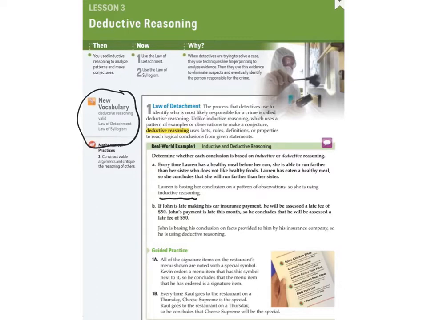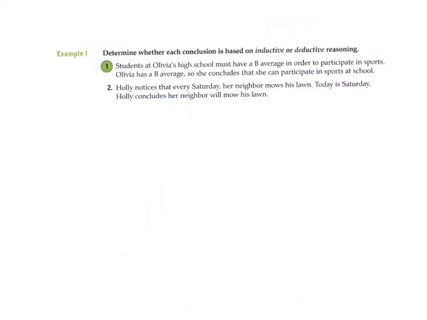Okay, but B is if John is late making his car insurance payment, he will be assessed a late fee, etc. So he concludes that he will be assessed a late fee because he's late this month. That's based on the facts that the insurance company come up with. So that's deductive reasoning. So how does that fit into questions like this? Well, let's have a look at number one.